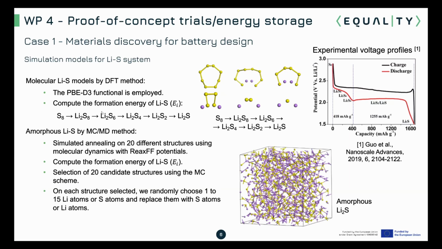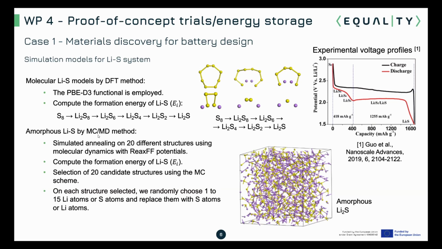So in order to do so, one approach would be to use density functional theory to compute the energetics of reactions from S8 over all these intermediate steps down to Li2S. And this could be done with a molecular approach by treating these species as molecules. But however, this failed, because in reality, the Li2S system and all the intermediates are amorphous. So the molecular approach misses a lot of interactions between the inside of the material.